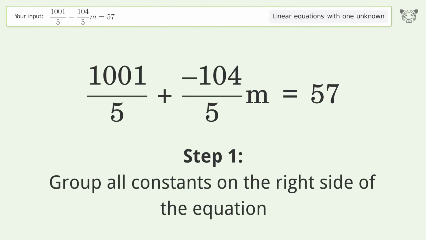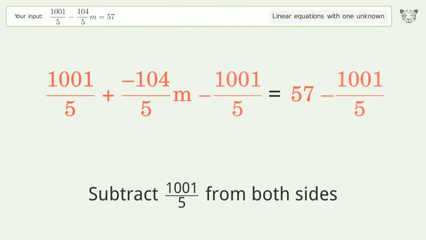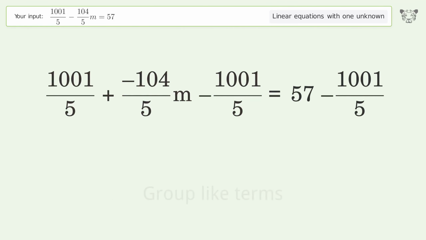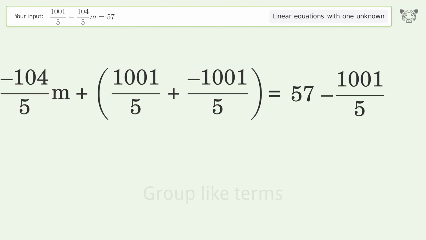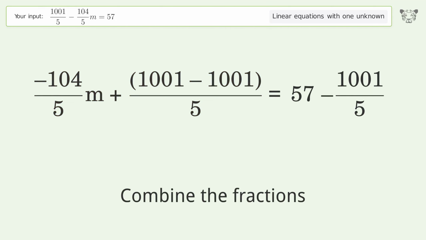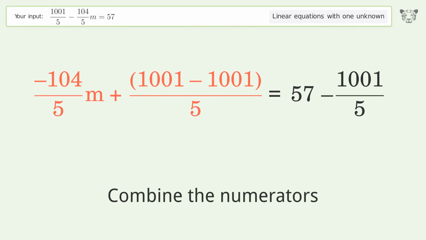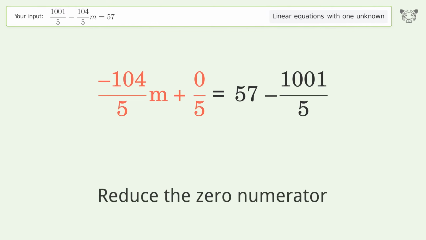Group all constants on the right side of the equation. Subtract 1001/5 from both sides. Group like terms. Combine the fractions. Combine the numerators. Reduce the zero numerator.